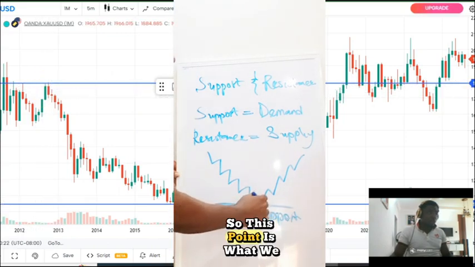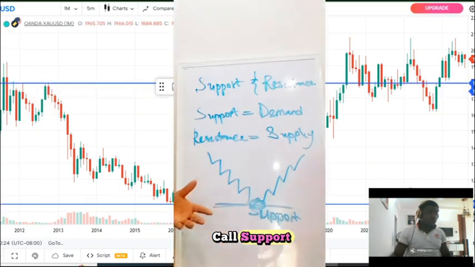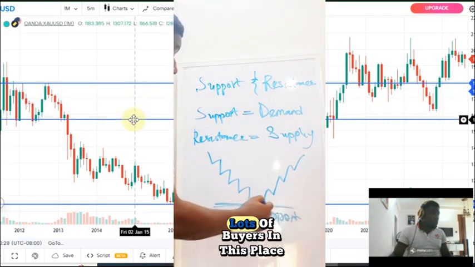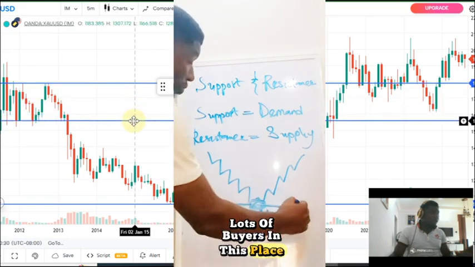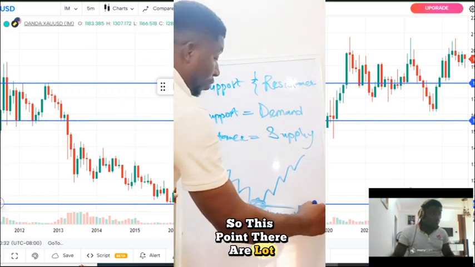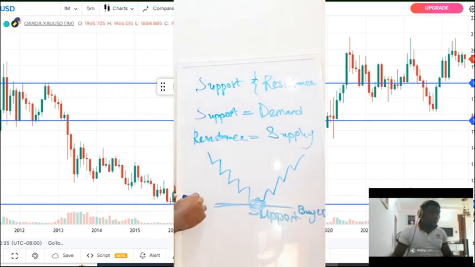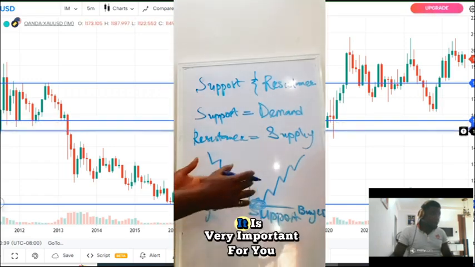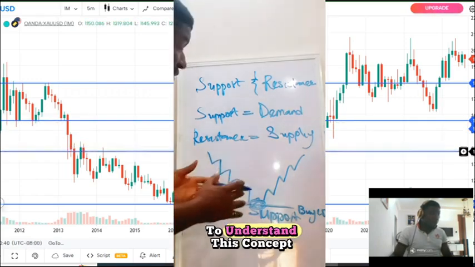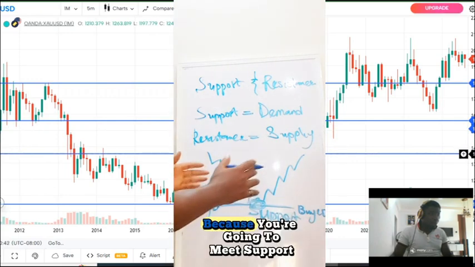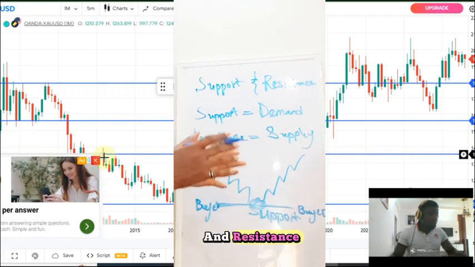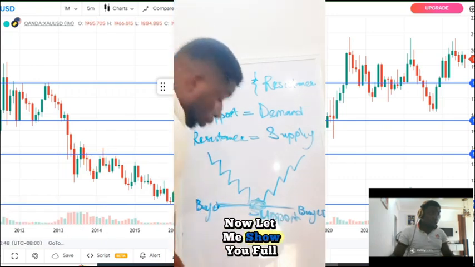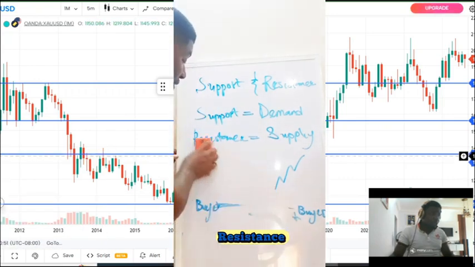So this point is what we call support. It is support because there are lots of buyers in this place. It is very important for you to understand this concept because you're going to meet support and resistance everywhere you go in the market. Now, let me show you for resistance.